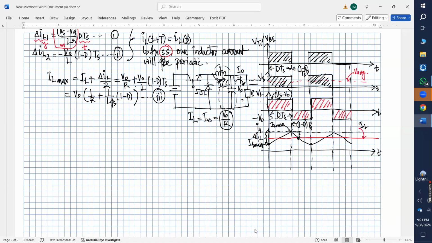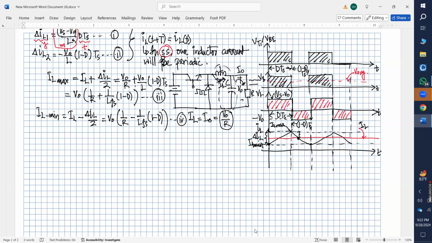So in a similar way, if you want to get the minimum value, IL min is nothing but IL minus del IL over 2. So again, we can write V naught times 1 over R minus 1 over L multiplied by Fs, times 1 minus D. Similar equation, right?